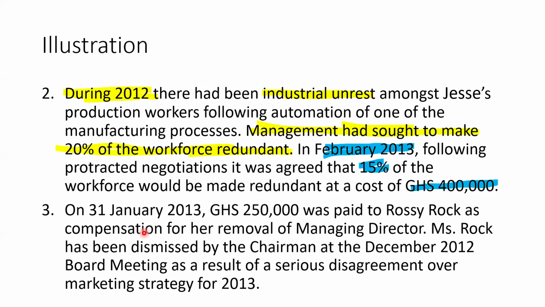My friend, the next one, Morrison. On 31st January 2013, 250,000 cedis was paid to Rosie Rock as compensation for a removal of managing director. Ms. Rock had been dismissed by the chairman at the December 2012 board meeting as a result of a serious disagreement over marketing strategy for 2013.